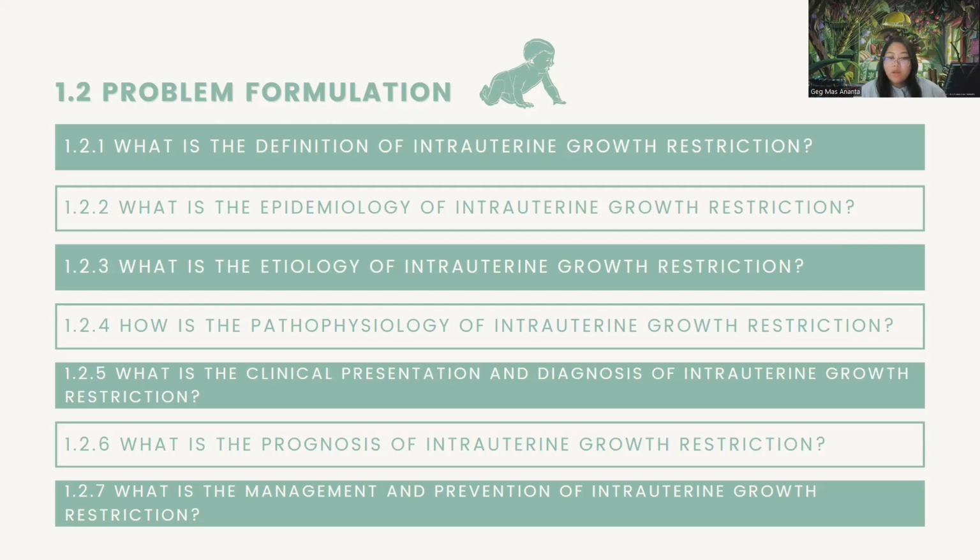First, what is the definition of intrauterine growth restriction? Second, what is the epidemiology of intrauterine growth restriction? Third, what is the etiology of intrauterine growth restriction? Fourth, how is the pathophysiology of intrauterine growth restriction? Fifth, what is the clinical presentation and diagnosis of intrauterine growth restriction? Sixth, what is the prognosis of intrauterine growth restriction? Seventh, what is the management and prevention of intrauterine growth restriction? The next topic will be explained by my colleague.